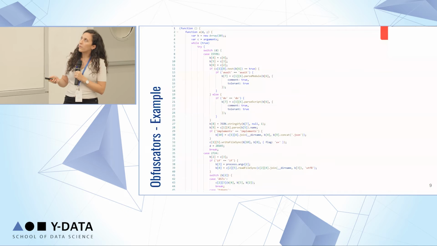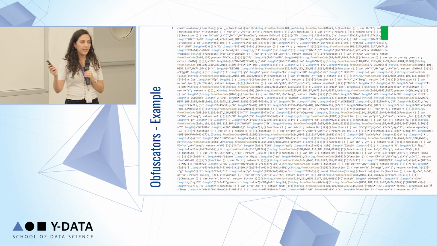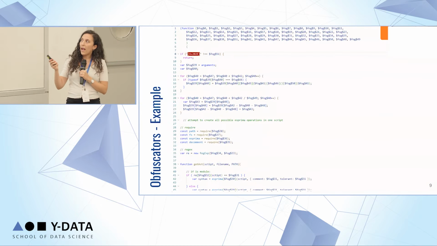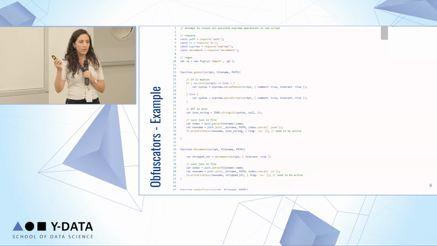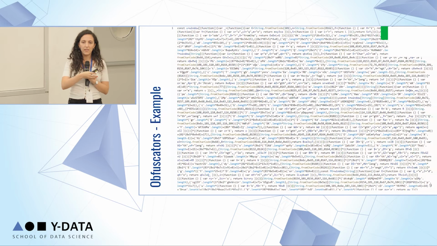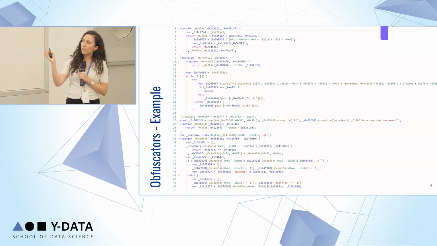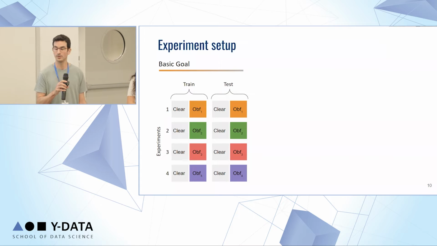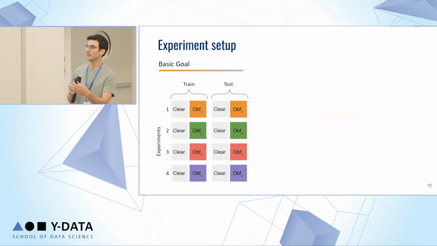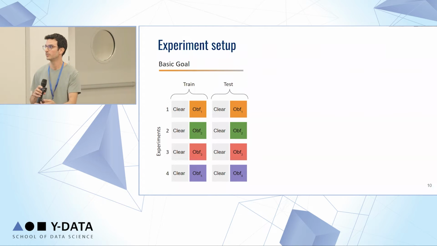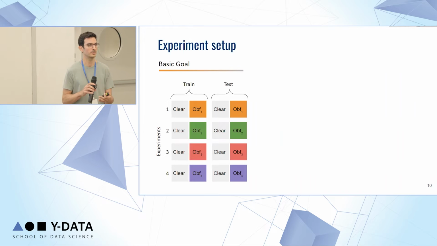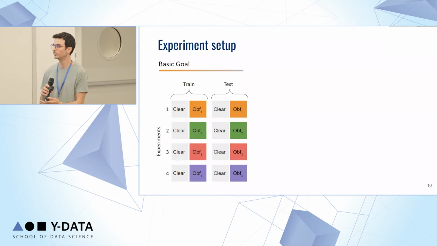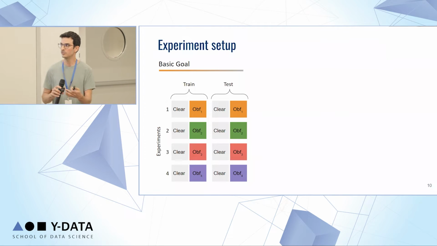There were 4 different obfuscators, and here you can see an example of the same script after being passed through these 4 obfuscators. And again, we can see the variety. Even from a first glance, they're not very similar to each other. Our basic goal, as you can see, we built 4 different experiments, 1 experiment per each obfuscator, while for each experiment, a new model is trained.